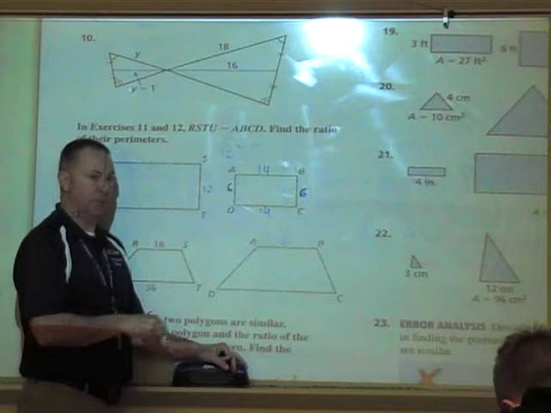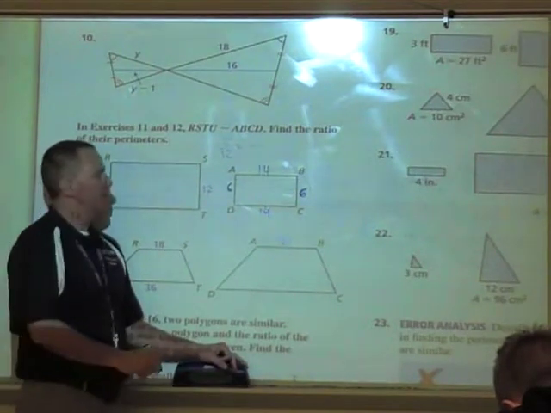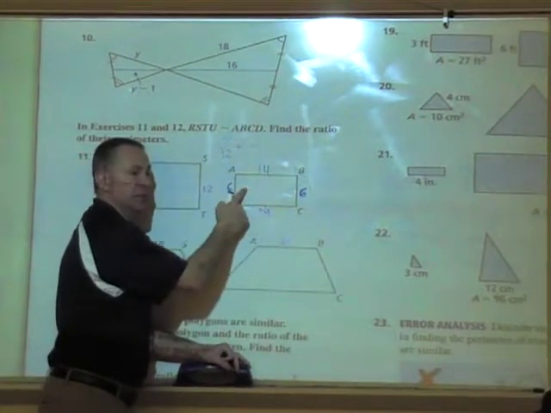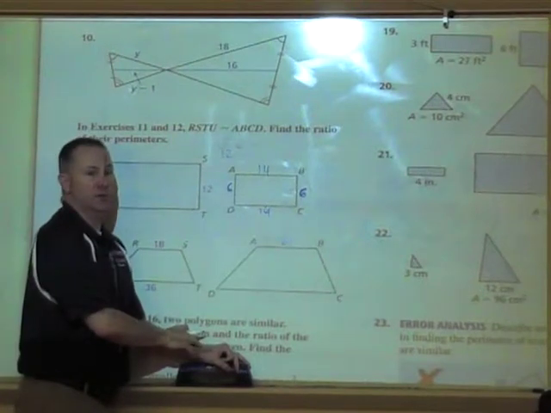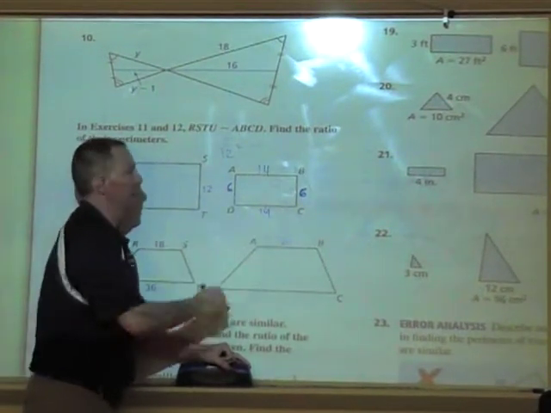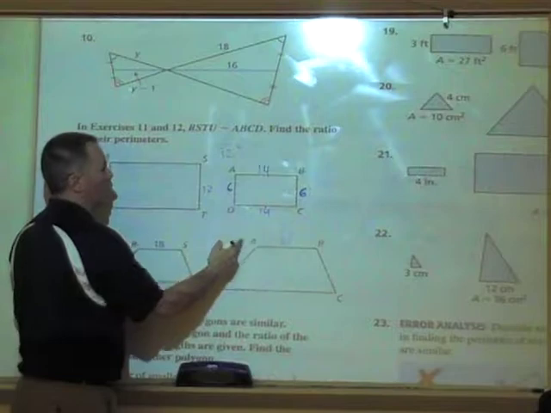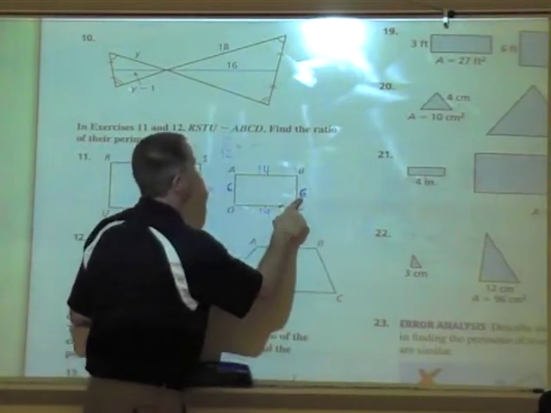What's the perimeter? Add them all up. 40. 40? So 6 and 6 is 12, 14 and 14 is 28, 12 and 28 is 40. Okay? So we went from, what did I say that was 8?